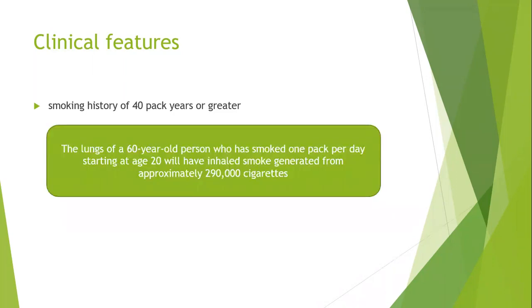Okay, so this is just an interesting fact. If a person who's 60 years old has smoked 1 pack per day starting at the age of 20, he would have inhaled smoke generated from approximately 290,000 cigarettes during the course of his lifetime, between the ages of 20 to 60. So you can see how bad his lungs would be. Next slide.